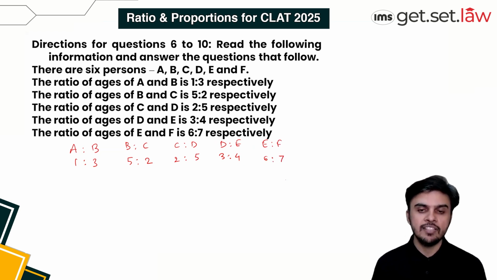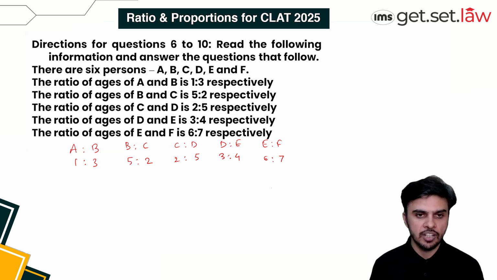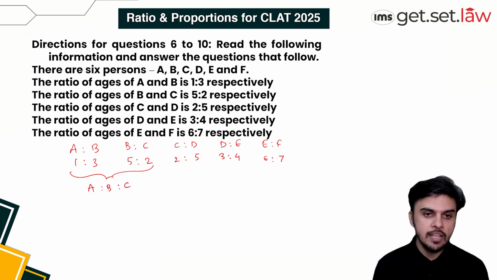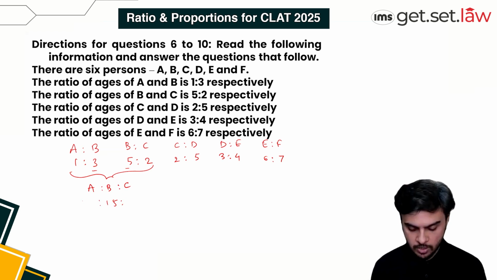Now we have to combine these ratios so that we can get the number of parts to distribute, or to identify the respective ratio of these 6 persons with each other. So if I combine the first two, A:2B and 2B:2C, the common element is B and the values are 3 and 5. So LCM of 3 and 5 is 15. So 3 into 5 is 15. So 1 into 5 is 5.